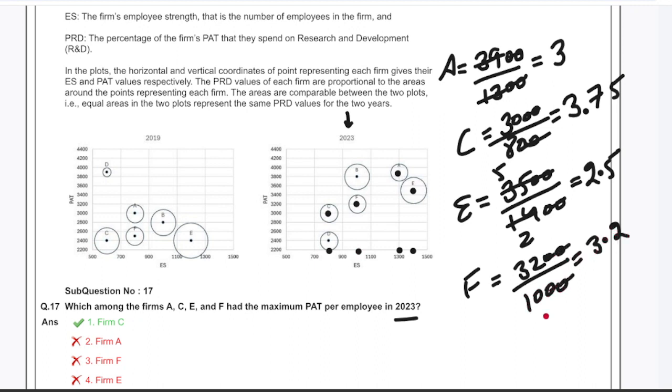So this puzzle actually involves questions, and every question has a different calculation. Like in the previous puzzles, there was not much calculation involved, but this puzzle definitely has some calculations, but still doable. Again, I'm repeating it, doable. Now the maximum PAT that we have is for C, 3.75. Rest all is less than that. So the answer is firm C.